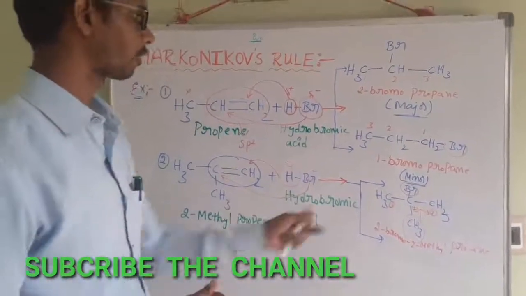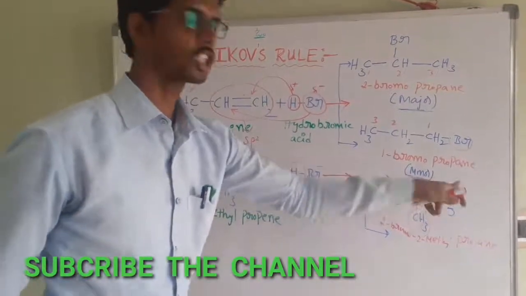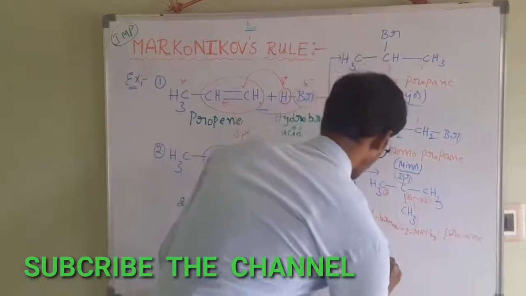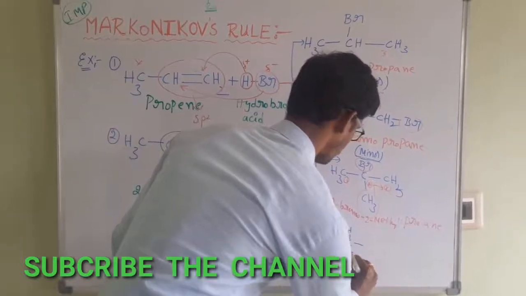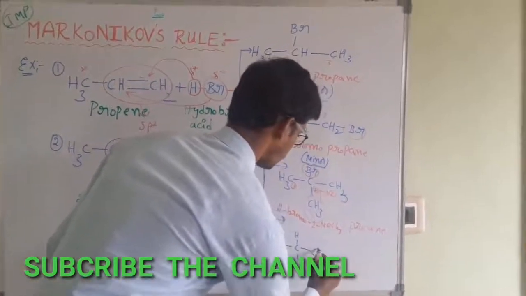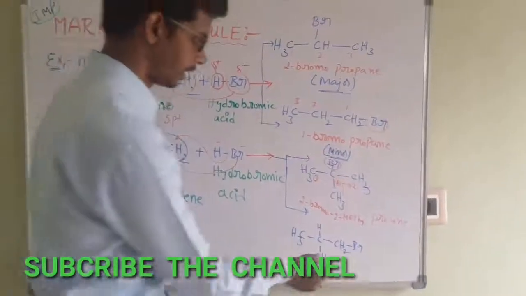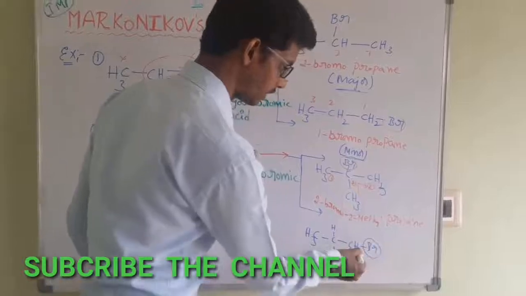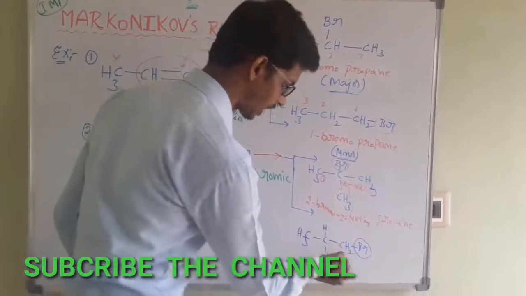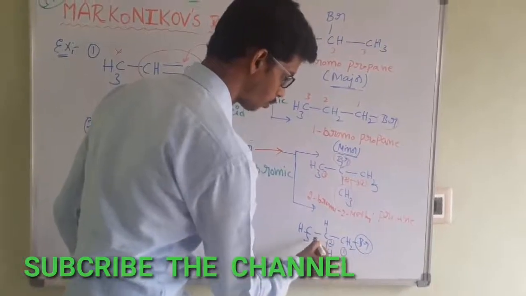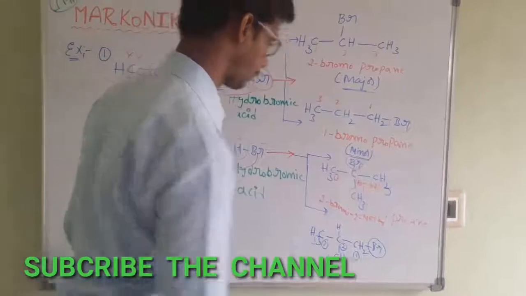Next, what is the minor product formed? Here hydrogen is added at this position and bromine is added at this position. That is the minor product. CH3, CH, CH3, CH2, Br. What is the product name? Here bromine is added to this terminal carbon atom. That's why you should give priority to this carbon atom. 1, 2, 3. 1-bromo-2-methylpropane.